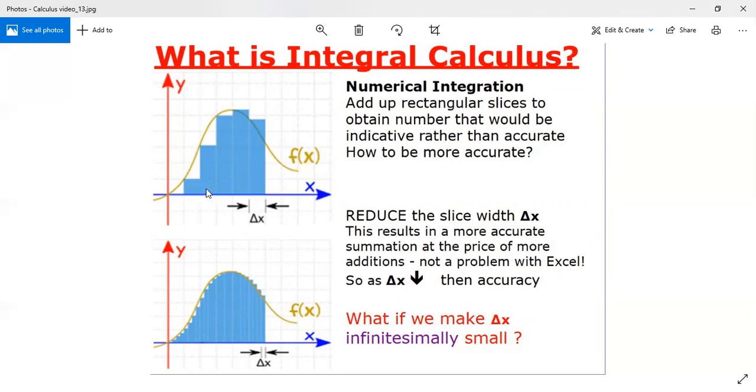We make the slice width smaller and smaller at the downside of giving us more summation. If we make the step size, the slice width of the rectangle infinitesimally small, then we will get an accurate result. So the more slices, you get more accuracy at the price of having more additions. If you use Excel, the more additions is not a particularly high price. It's very easy to quickly manipulate an Excel spreadsheet to give you the summation.